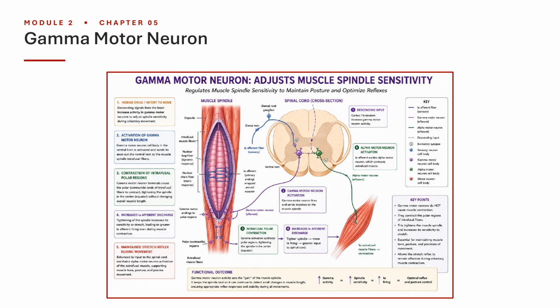This architecture is why the spindle is not merely a passive receptor. It is an actively tuned sensor whose sensitivity can be adjusted in real time based on the task being performed. Precision tasks requiring fine motor control may require higher spindle sensitivity. Coarse power movements may require less.